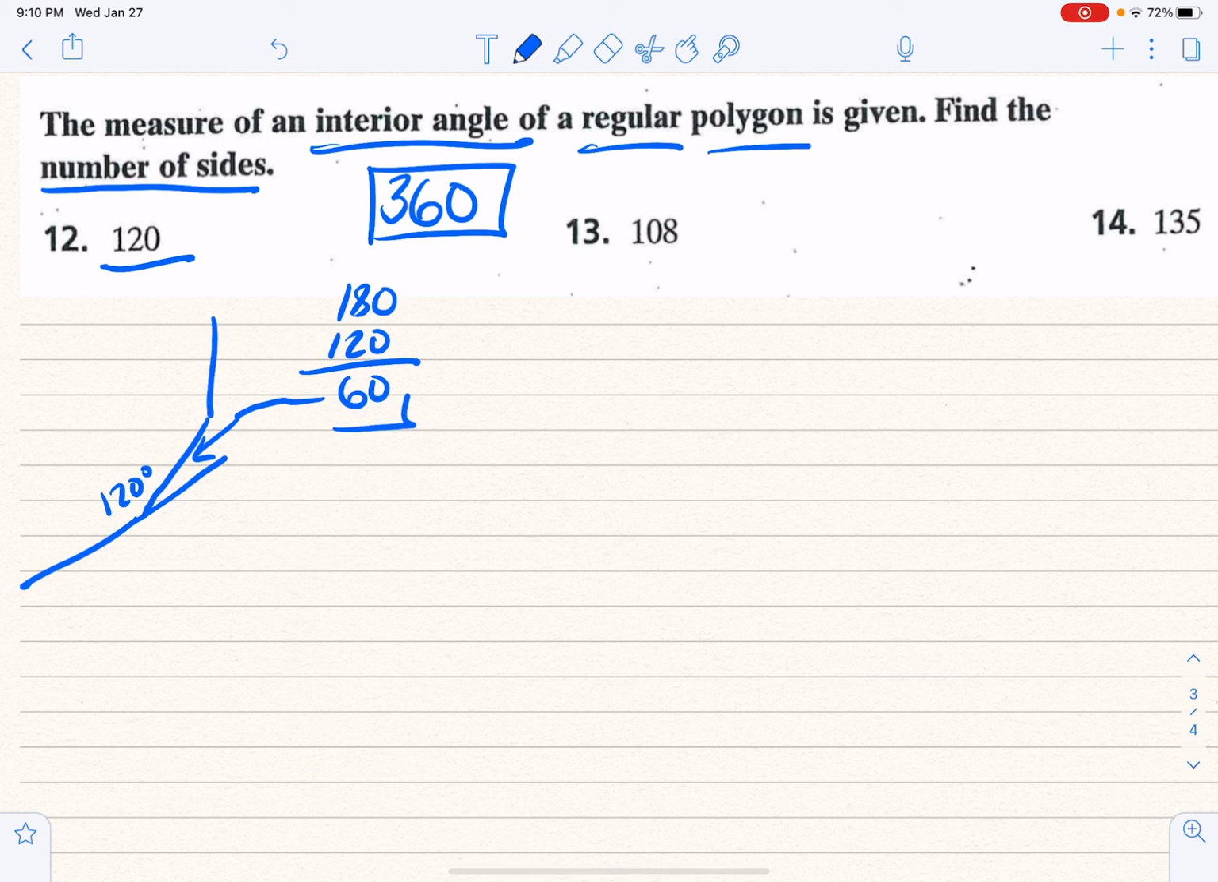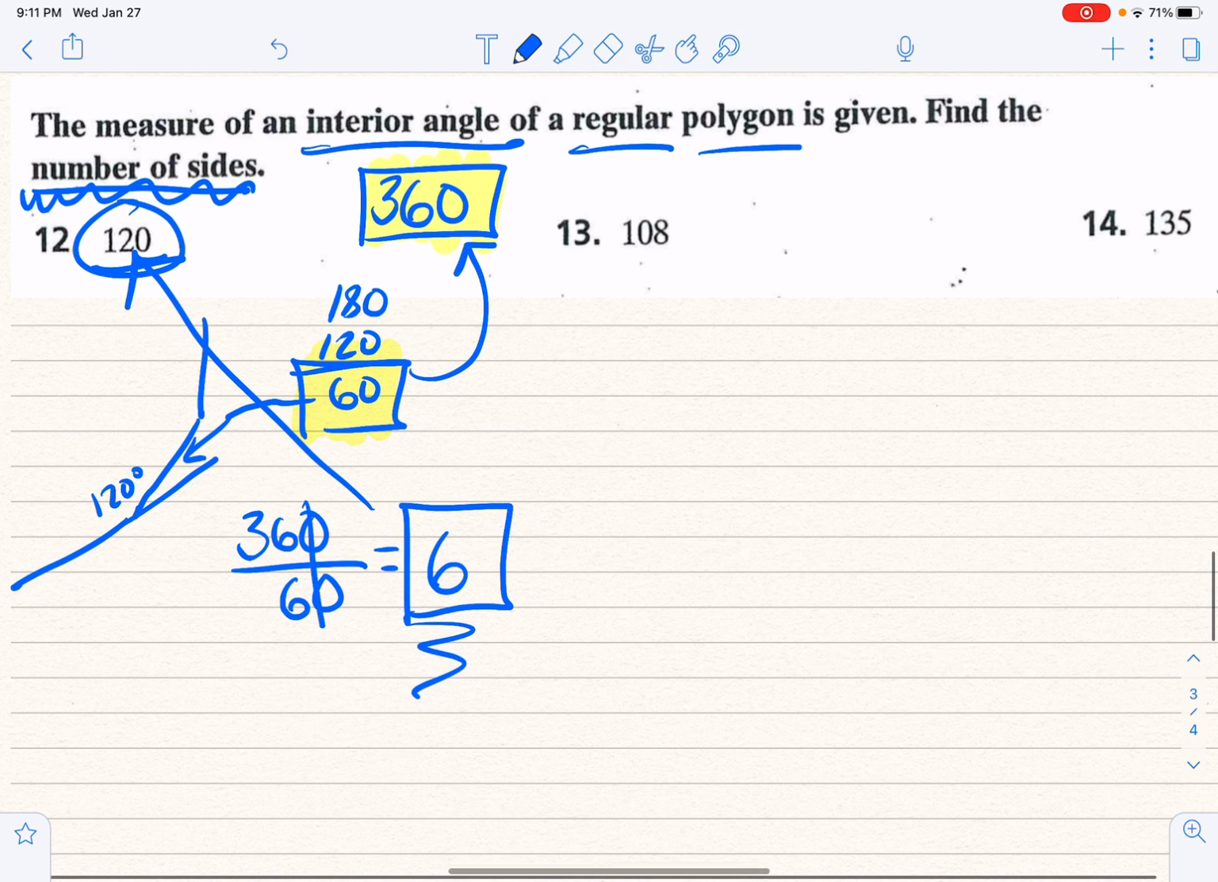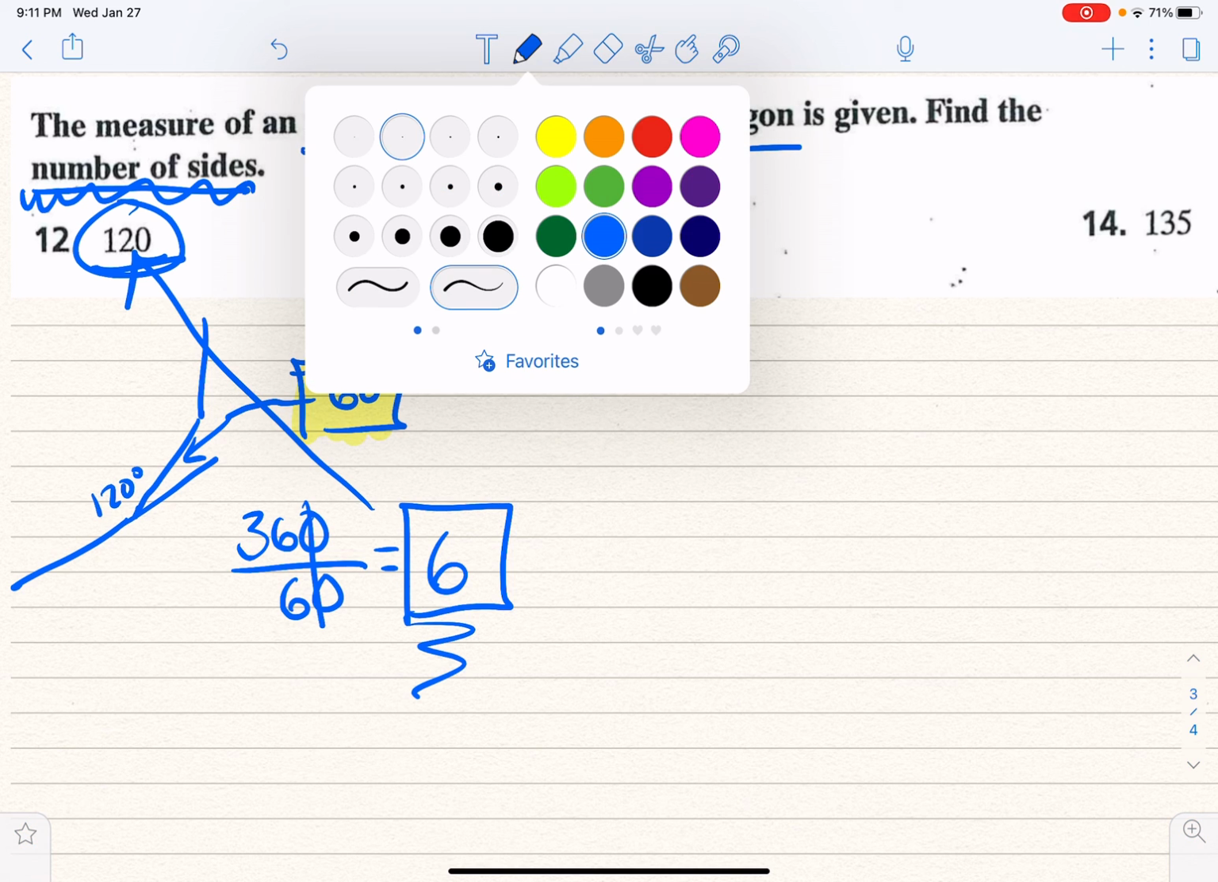So if the exterior angle is 60 degrees and they always add up to 360, I can just see how many 60s are in 360. I take 360 and divide it by 60. The zeros cancel out, and 36 over 6 is 6. So the answer to what is the number of sides is that it has 6 sides. This ends up being a really simple problem. We just have to think our way through it.